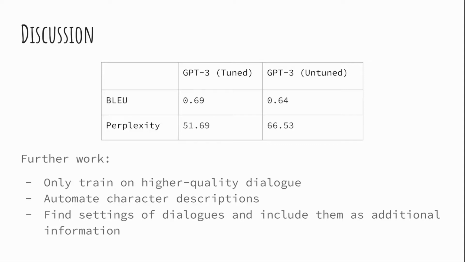So regarding further work we could do in this project, there are three main areas. One is to train on higher quality dialogue. The other one is to automate character descriptions, and the third one is to find settings of dialogues, like the location they're in, and include them as visual information.